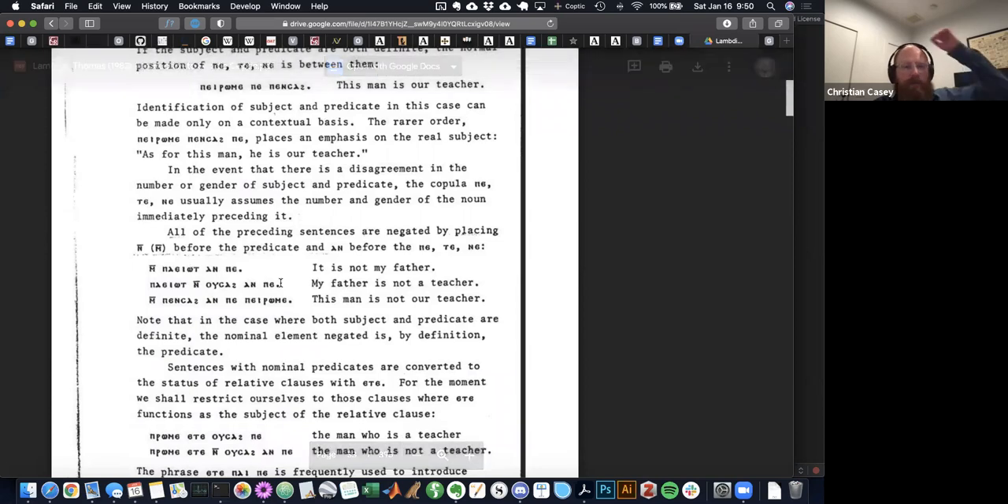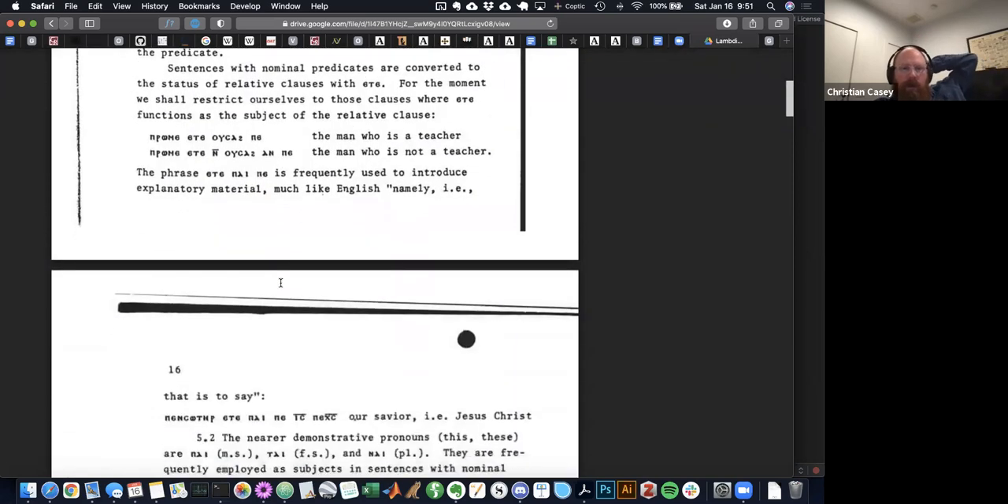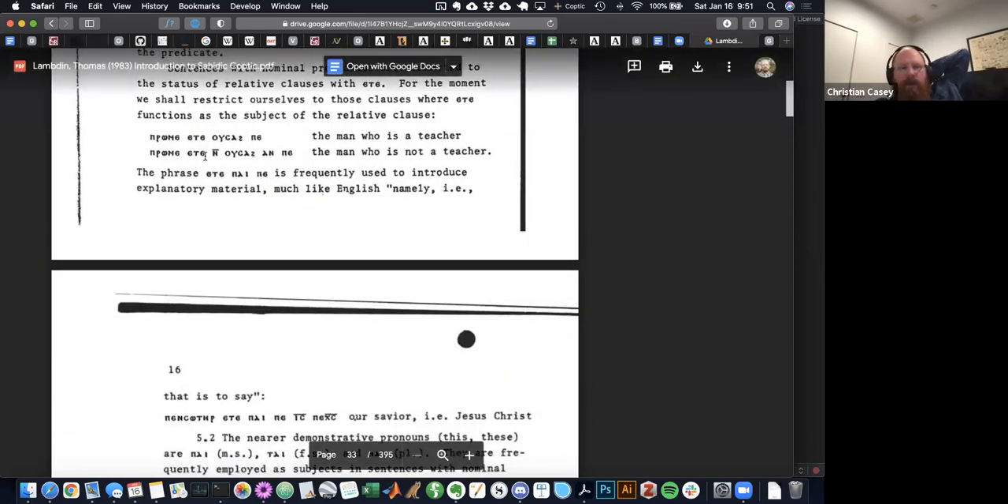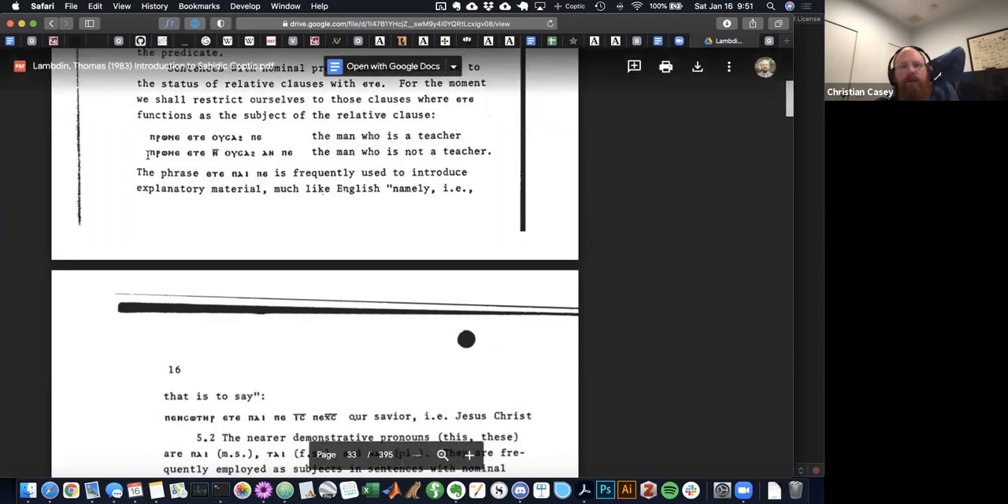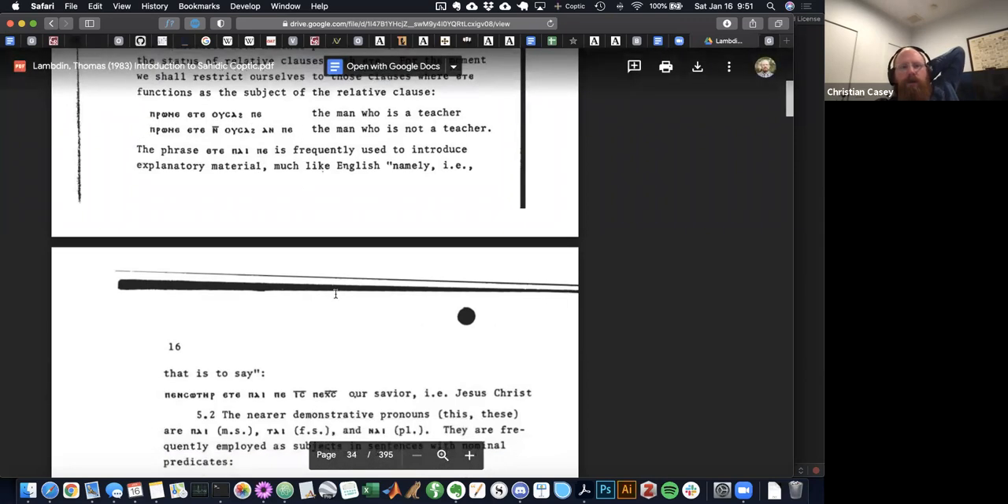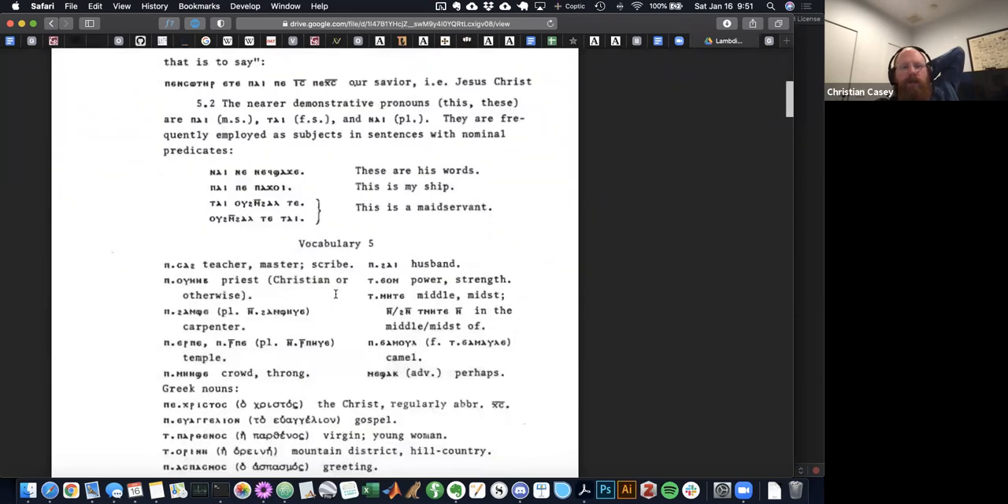Impayot anpe, it is not my father. Okay, and then here's that relative pronoun that I asked Dante about earlier. So prome ete enusah anpe, the man who is not a teacher. I'm just reading this one here. So that's where that ete comes in.